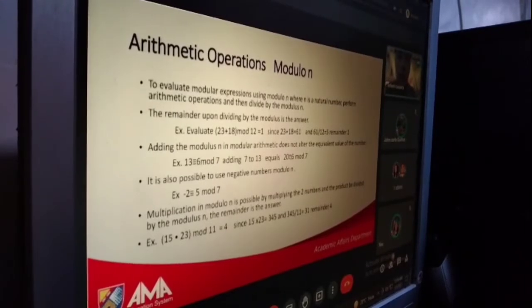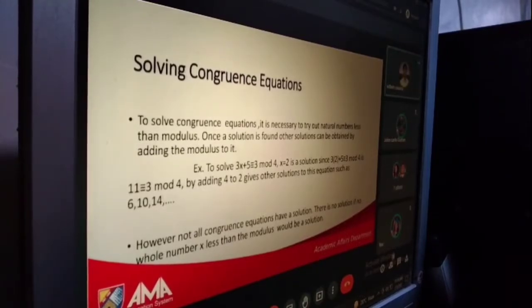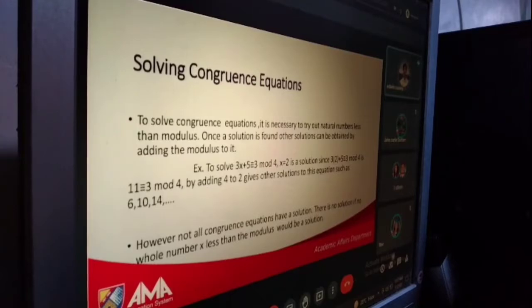Modulus. Once a solution is found, other solutions can be obtained by adding the modulus to it. For example, to solve 3x plus 5 is congruent to x with the modulus of 4, the value of x is 2. What will be the solution?